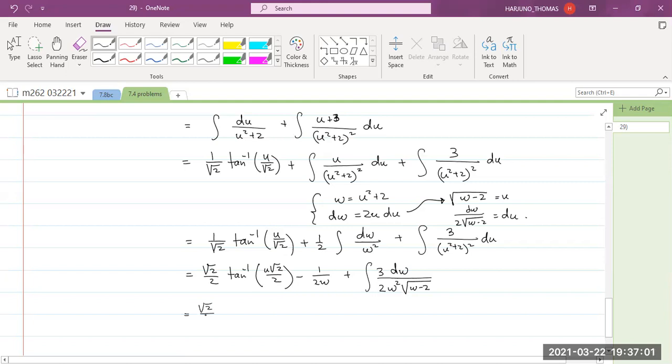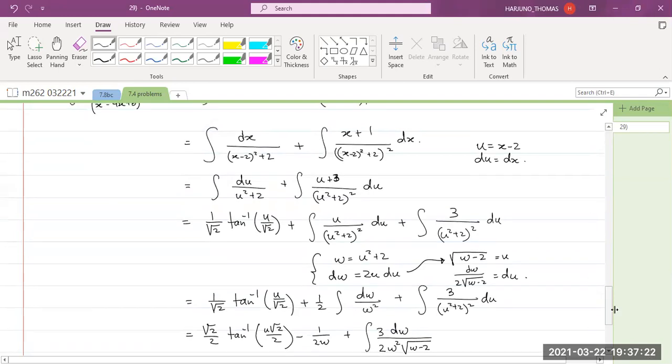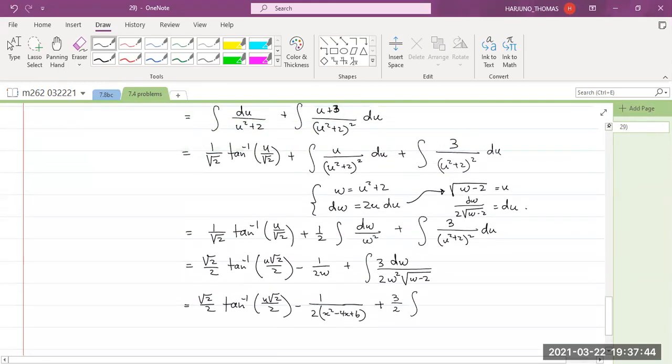This is radical 2 over 2. I just keep on copying this. But then I change this w back. That's 1 over 2 times w. W is u squared plus 2, but u squared plus 2 equals to what? U squared plus 2 is x squared minus 4x plus 6. And then I will substitute this w back. Okay, so this is 3 over 2 integral. Yeah, I don't really like to do this though.